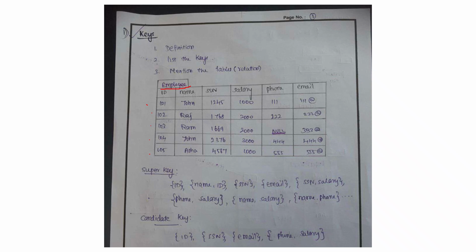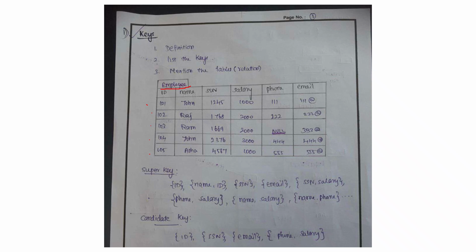Name may be repeated. Some people have the same name. So this is not a unique value. So we can't take name alone as a super key. We can combine ID and name as a super key because this contains unique values. Name alone is not containing unique value. So we can combine these kind of attributes together.